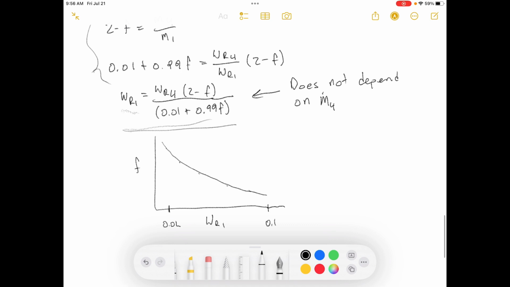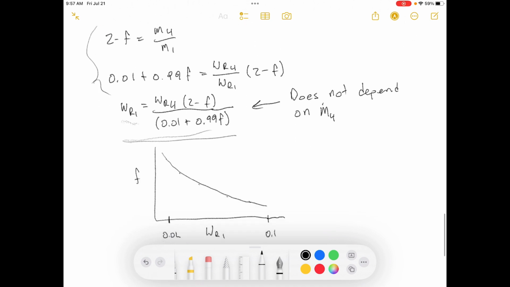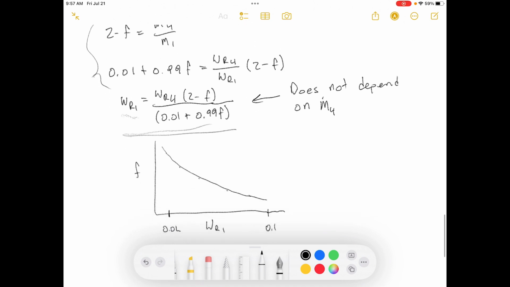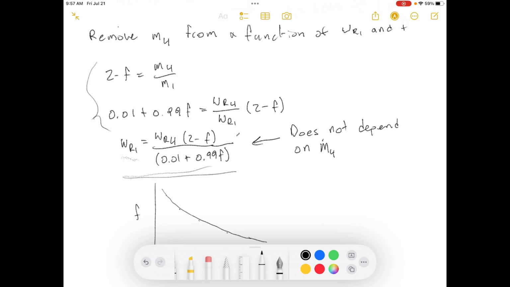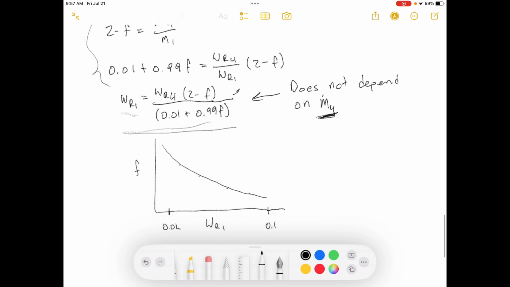However, it does help to have a computer to help solve some of these problems, and obviously to plot it helps. So you're welcome to do that as well. I did not do it in this case, but anyway, you can see that in this equation, we were able to remove M4, even though it was in these equations to begin with, right? So we were just able to remove it through substitution. So yeah, this relationship does not depend on M4 because we can remove it.